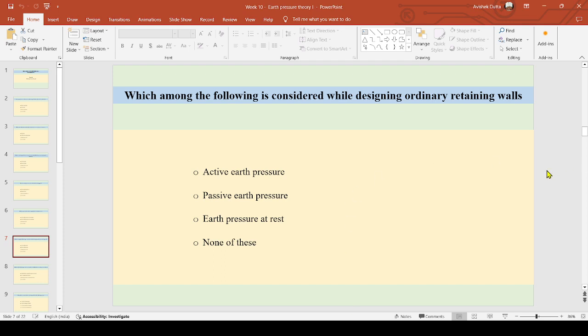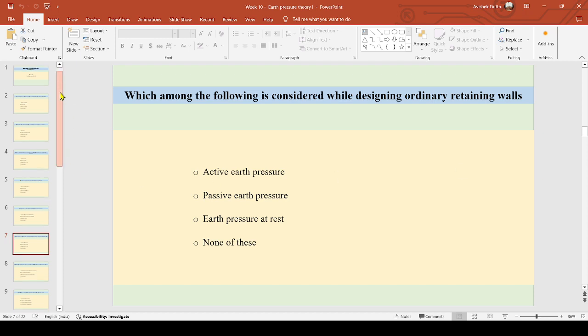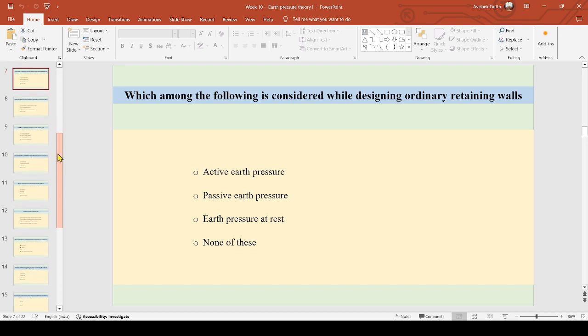I repeat the question once. Which among the following is considered while designing ordinary retaining walls? The options are active earth pressure, passive earth pressure, at rest, or none of these. Okay, I'll go to the next question.